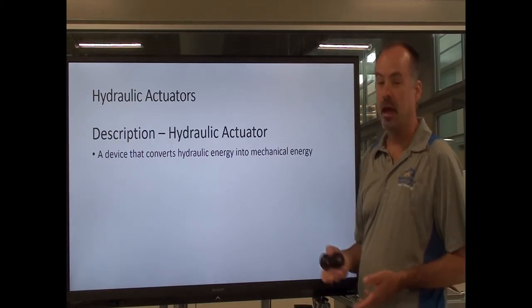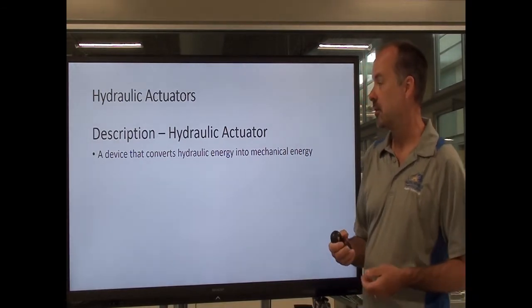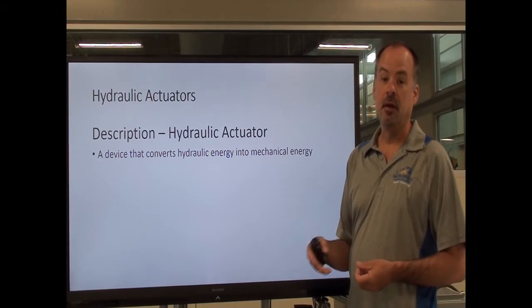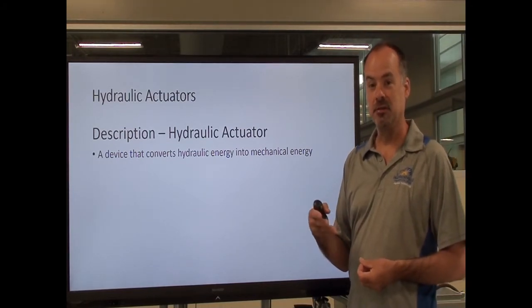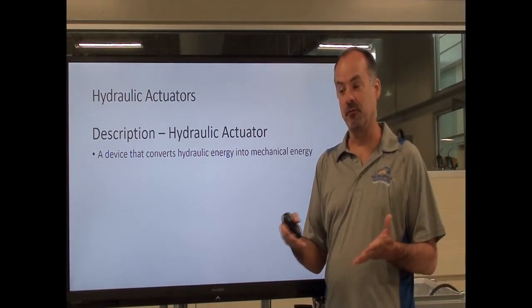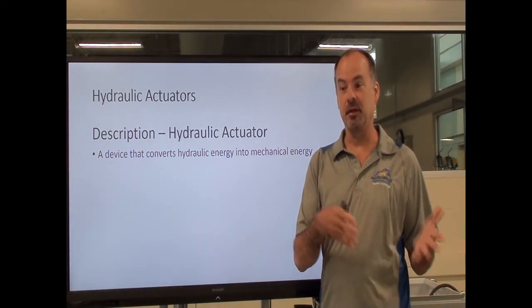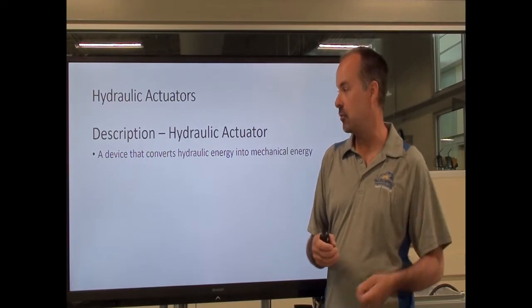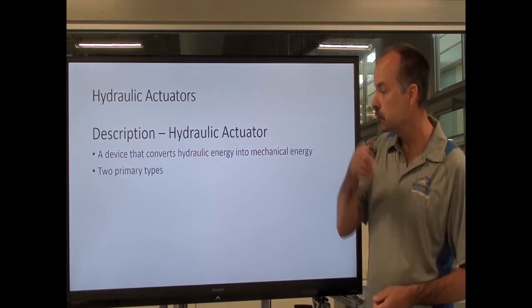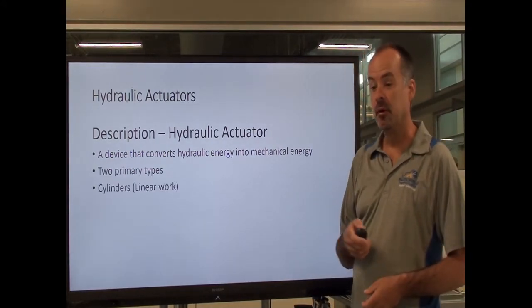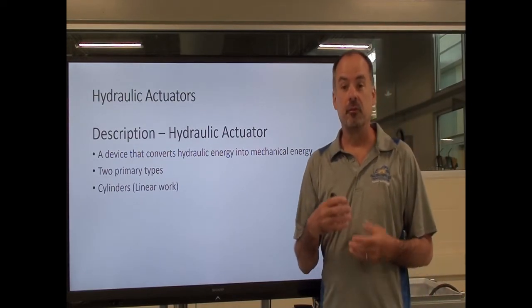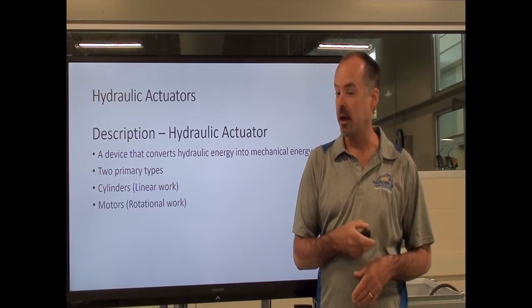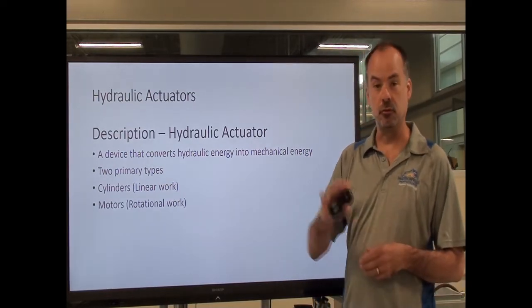So what is a hydraulic actuator? A hydraulic actuator is a device that converts hydraulic energy into mechanical energy. If you remember back to our pumps presentation, a hydraulic pump converted mechanical energy into hydraulic energy, and now we're going to convert that energy back into mechanical energy. There are two primary types. We have cylinders. They perform linear work, so we're moving in a straight line, or we have motors, which do rotational work.